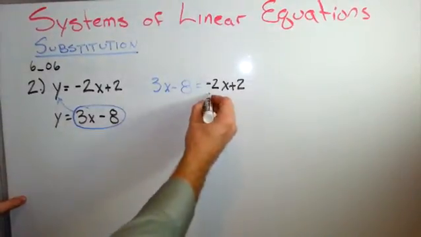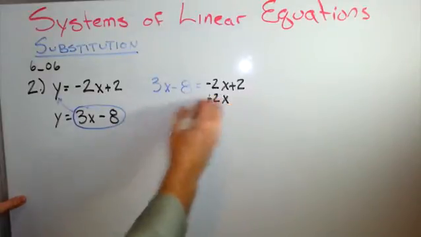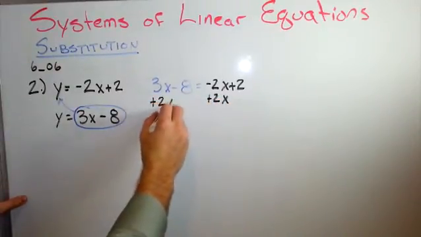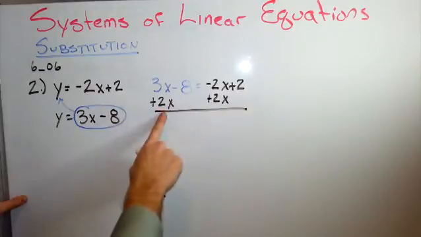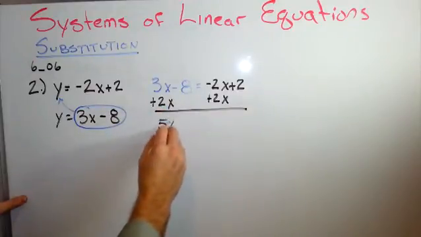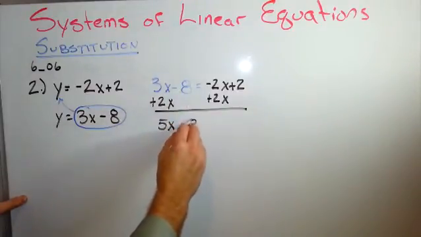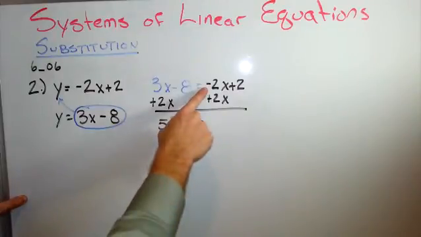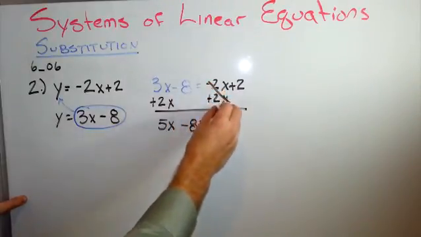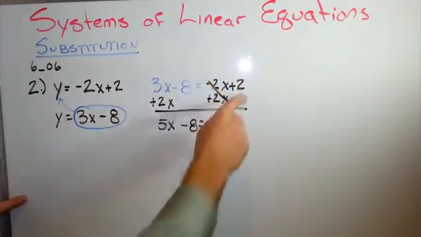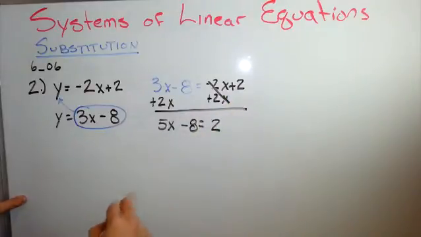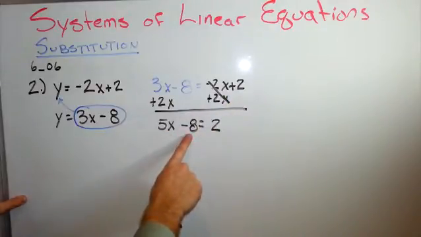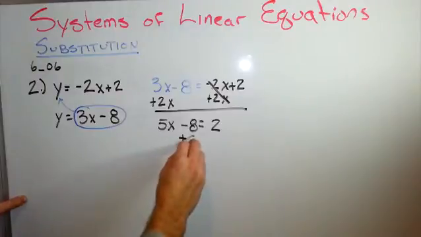I would add 2x to both sides, get all my x's together, looking at 5x minus 8 equals, now 2x minus 2x, that's gone. That's eliminated, that's what we wanted, 2. Let's get the x by itself. Start by getting rid of the constant. Add 8 to both sides.